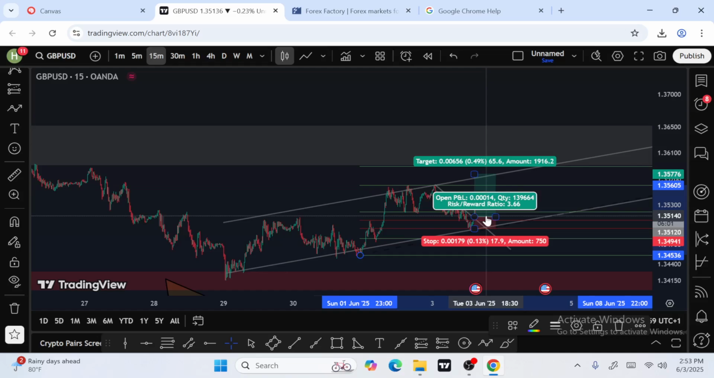Do you get it now? If you are using probably 0.1 lot size on one lot size, you are risking $750 to earn how much? $1,916. That is if you are using a bigger lot size and you have a big account. A smaller lot size. So with 0.01, you are losing what? I'm not sure 0.01 is $17 for this guy. So let's say 0.1.